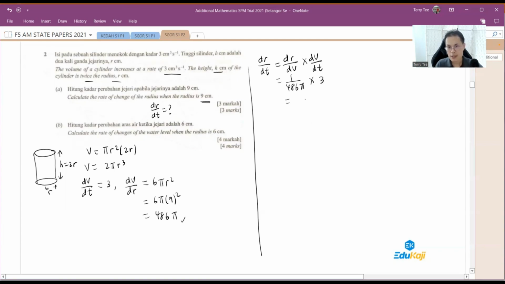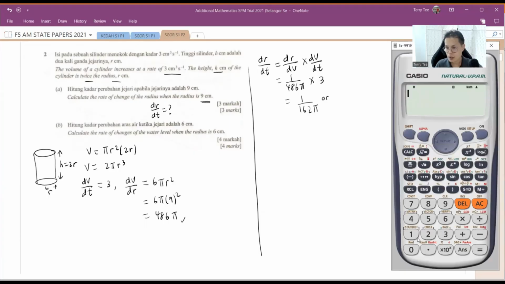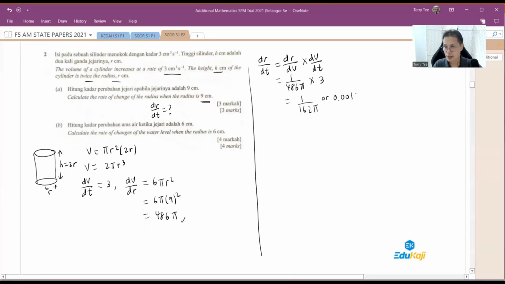Now, you can actually leave it as 1 over, 48 divided by 3 is 16, 6 divided by 3 is 2. We can leave it like this, or you can change to decimal. Now, when you change to decimal, normally the question would tell you use pi equals 3.142, but here it's not stated. So it's okay if you use your calculator pi. So 1 over 162 pi, if you sub inside, you will get a very small number, 0.00196.